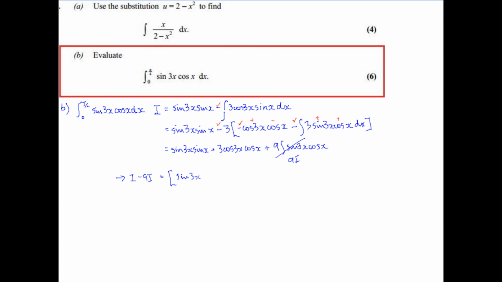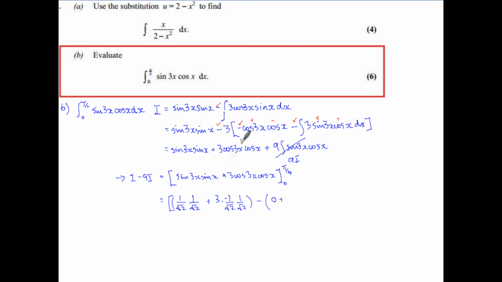Then I'm going to put my limits in. So we put limits of pi by 4 and 0 into the result, and sin of 3 pi by 4 is the same as sin pi by 4, and that's 1 over root 2. The cos of 3 pi by 4 is minus though. It's an obtuse angle, isn't it? So I've got minus 1 over root 2 times 1 over root 2.